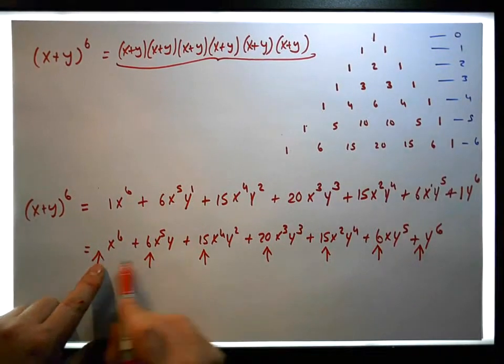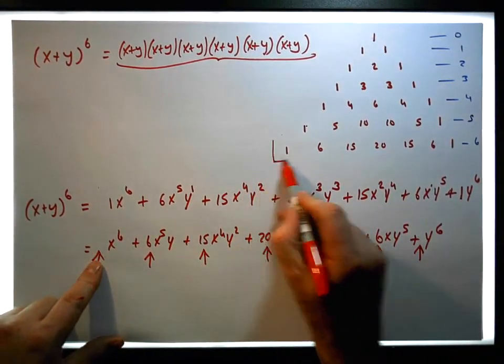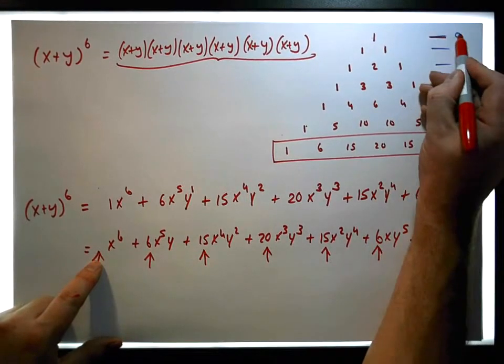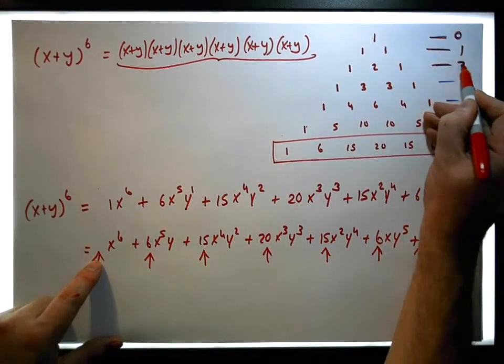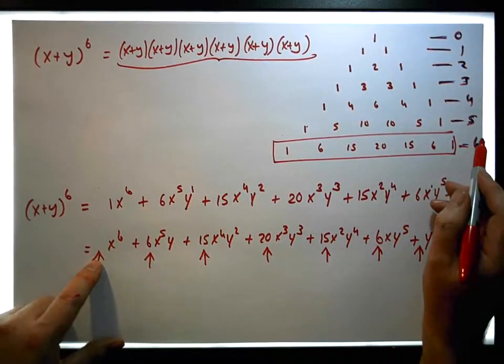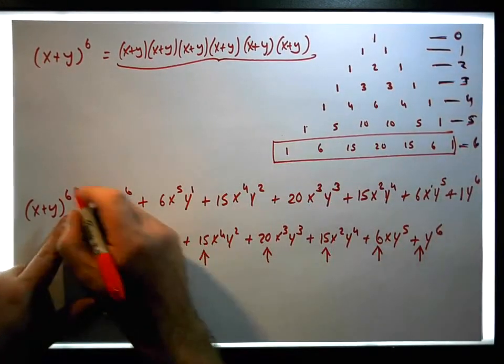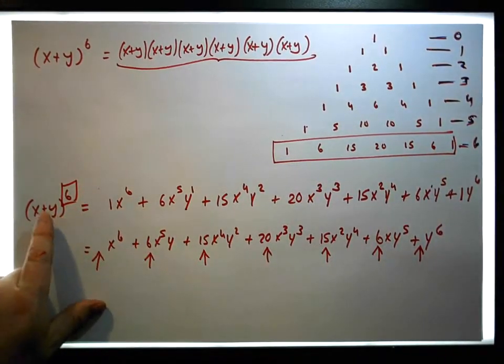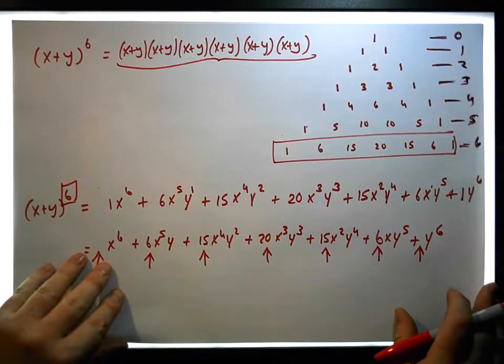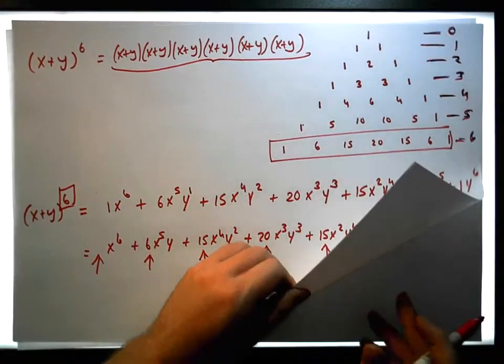of a row within Pascal's triangle, where each row starts counting as 0, 1, 2, 3, 4, 5, 6. Okay, how far down do I go? Well, how big is my exponent that I need to expand? Okay? So let's just recall again what the binomial theorem, binomial expansion actually says to us.